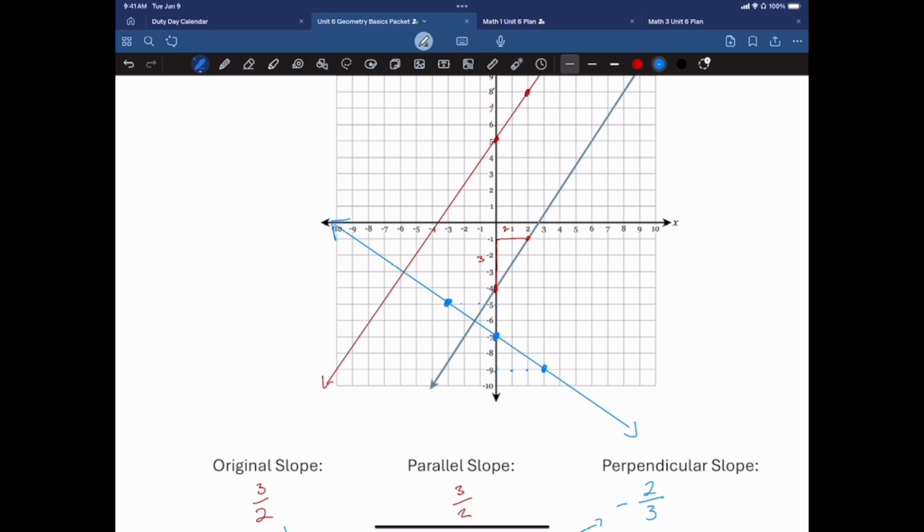There's your perpendicular line, right? We'll call this PERPENDICULAR. Right, that's our perpendicular line. Okay, so that's how you determine if they are parallel and perpendicular. We look for the slopes. If they're the same, they're parallel. If they're the negative inverse, they are perpendicular.